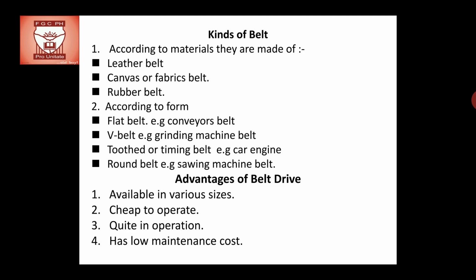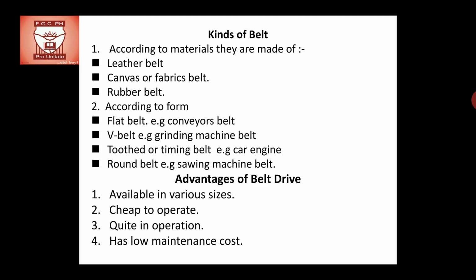Now you have different kinds of belts in the market. These belts can be named according to the materials they are made of. So in the market you have leather belts, you have canvas or fabric belt, you have rubber belt. 2, according to form, you have flat belt. Example, that used in conveyors belt. We have V belt. The ones used in grinding machines are V belt. We have toothed or timing belt, can be seen in car engine.